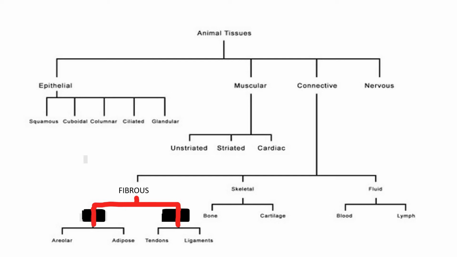Hello my dear students. In the last two videos we have studied the epithelial tissues and then the muscular tissues. Today we are going to study the fibrous tissue. Under fibrous tissue we have four types: areolar, adipose, tendons and ligaments. We shall study these one by one.